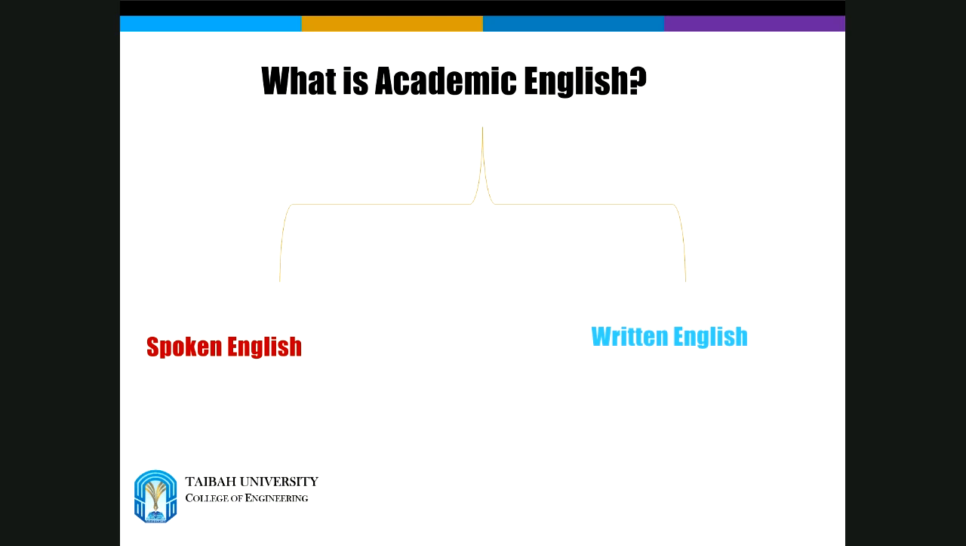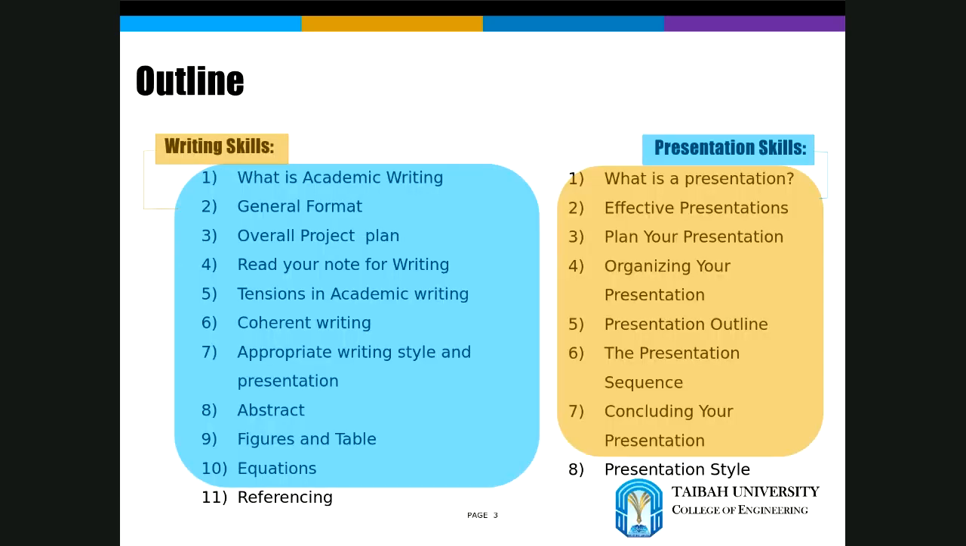So in this session, I'm going to divide it into two topics. The first one is the writing skills. The next one is the presentation skills. For writing skills, we're going to look at what academic writing is, then a general format. After that, we're going to look at the overall project plan, and reading your notes for your writing. This is useful when you have notes from your supervisor or your own notes, and you're going to use them for your writing.